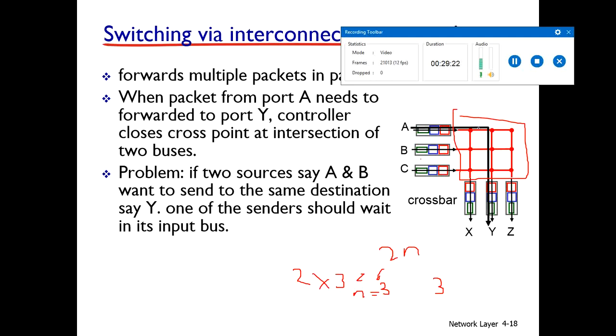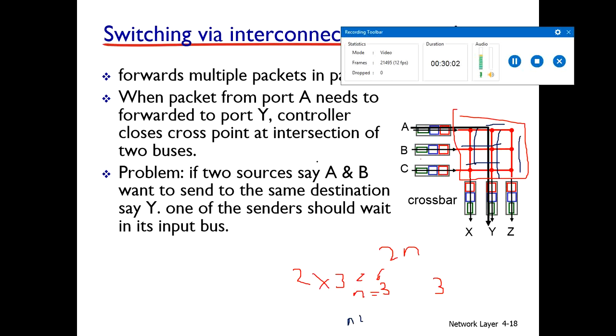Let's check the number of buses. If you see, this is the first bus, second bus, third bus, fourth bus, fifth bus, sixth bus, right? And the total number of interconnection points should be n square. If you see interconnection points 1, 2, 3, 4, 5, 6, 7, 8, 9. So it is n square. So the number of interconnection points is n square and the number of buses is always 2 multiplied by n. So what is the general idea behind it?